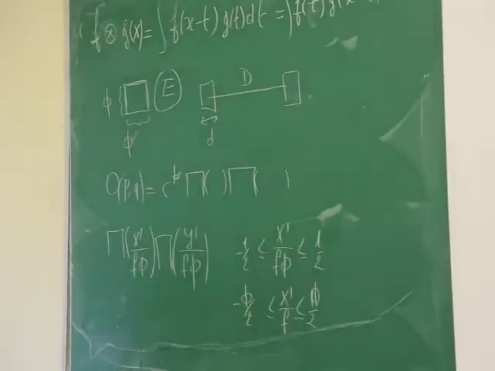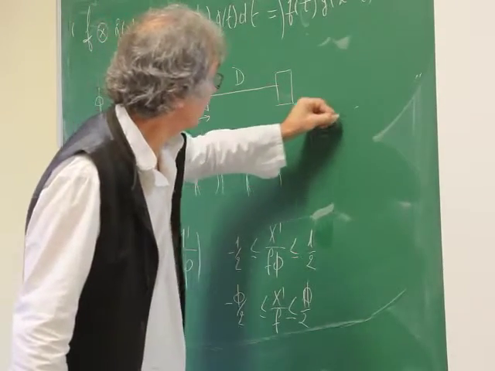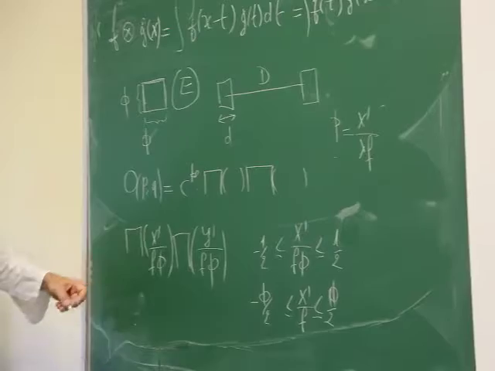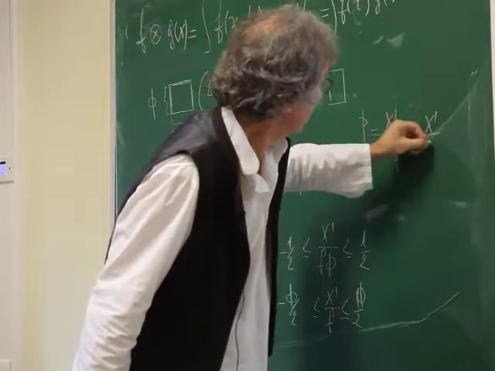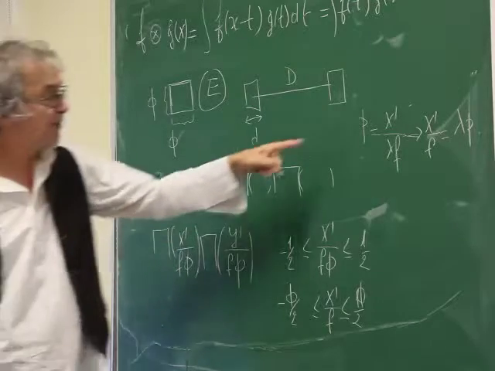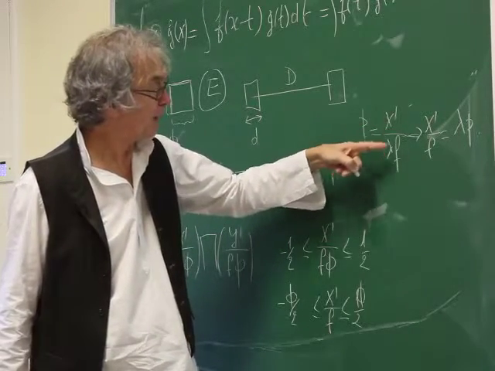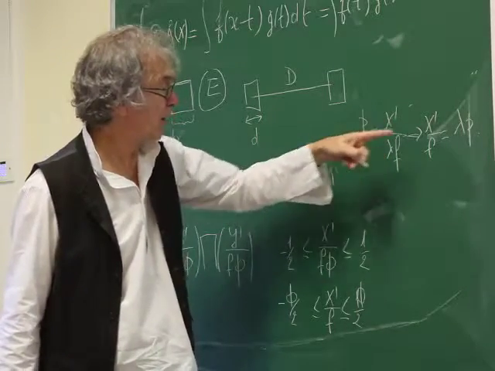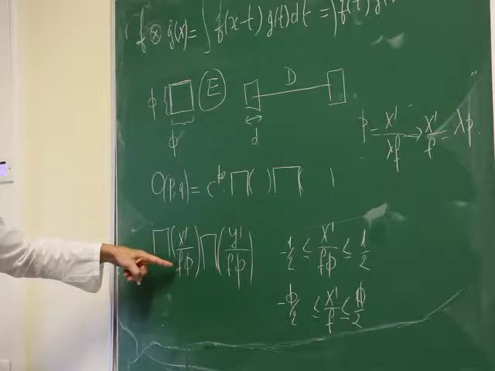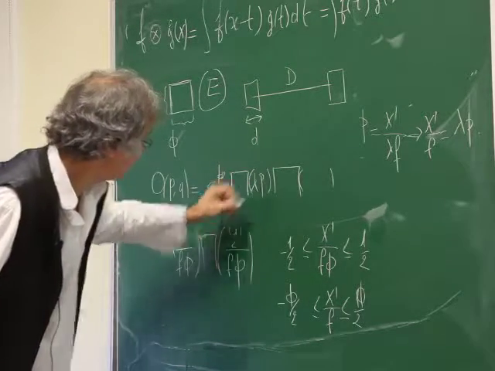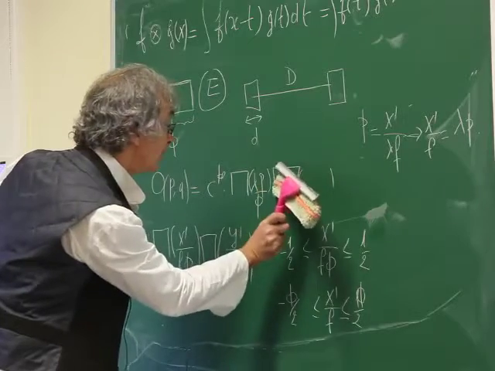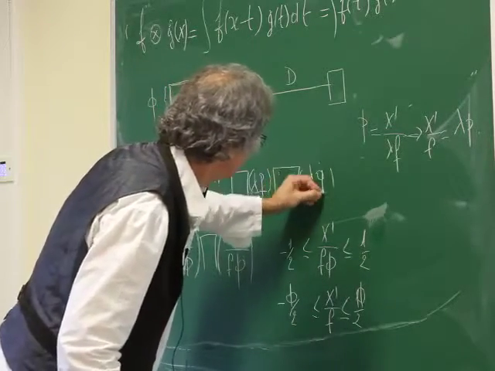Okay, but now I know that the coordinate P is equal to x prime over lambda f. So if I see here x prime over f, from here I find that x prime over f is equal to lambda P. This is the definition of P, of x prime over lambda f. From that I find that x prime over f equals lambda P. And so I replace x prime over f by lambda p. So here it would be lambda p over phi, and here, sorry, lambda q over phi.